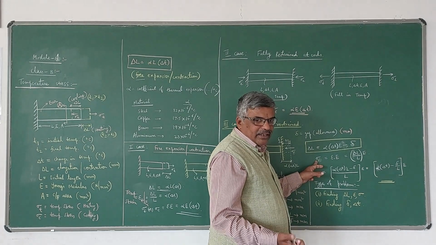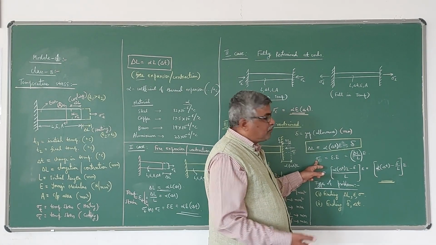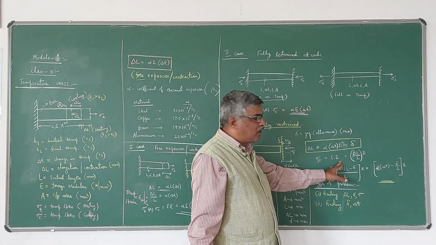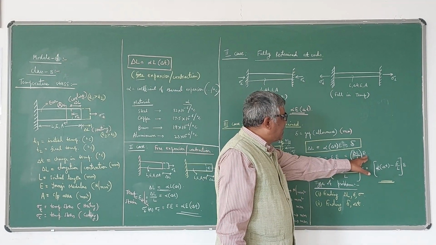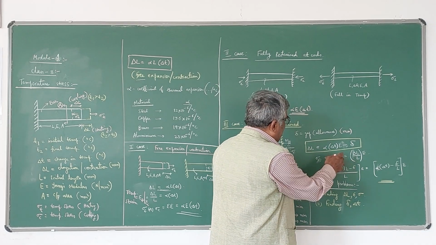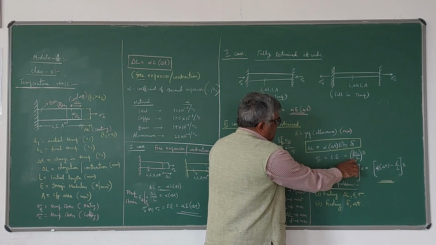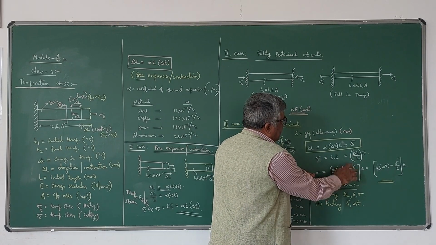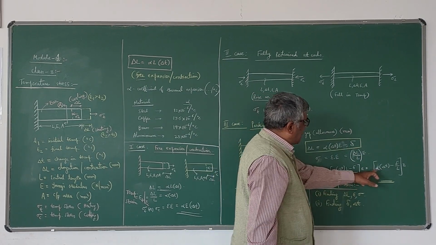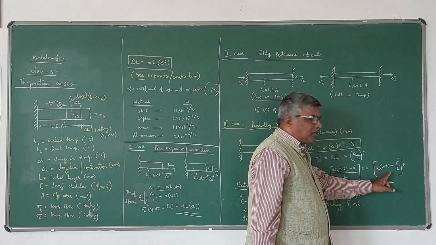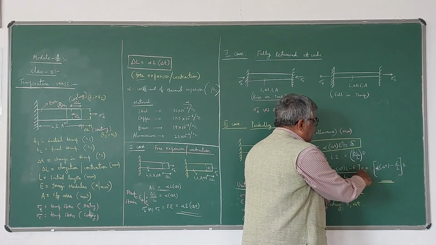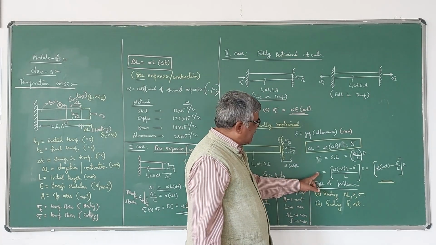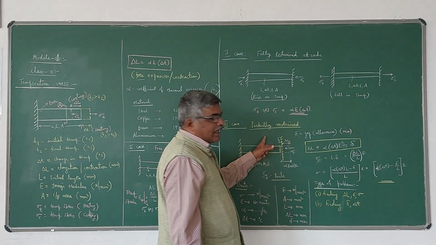Now, if you want the sigma value for this partially restrained case, it is strain multiplied by Young's modulus. Once again, strain is delta L by L into Young's modulus. If you substitute delta L in this formula, sigma is equal to alpha into delta T into L minus delta, divided by L. You can cancel out this L, so alpha into delta T minus delta by L, into E. So this is the formula for temperature stress in the case of partially restrained.